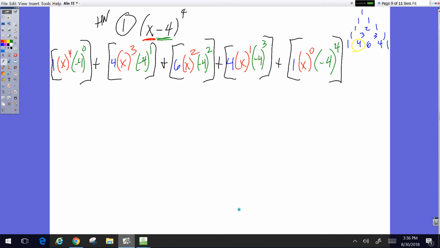All right, first bracket. We have 1 times x to the 4th times 1. What is that? X to the 4th. Second bracket. We have 4 times, got to cube the x, and then negative 4 to the first power is just negative 4. So on this one, I have 4 times negative 4. Negative 16 x to the third.